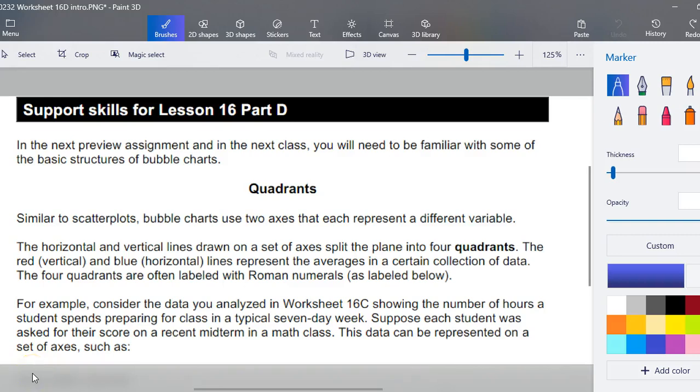Hey, we are back and we are already at lesson 16D. In the next preview and in the next class, you're going to need to be familiar with some of the basic structures of bubble charts.